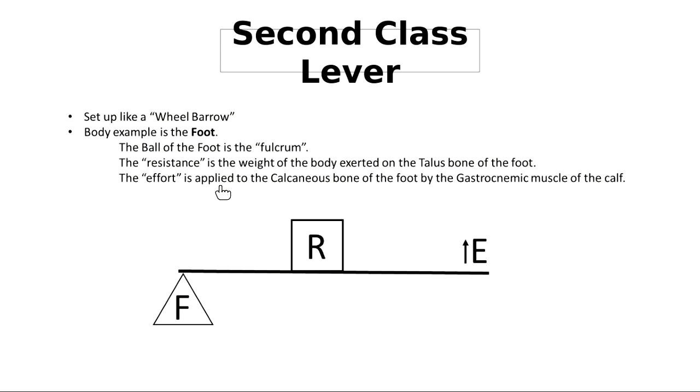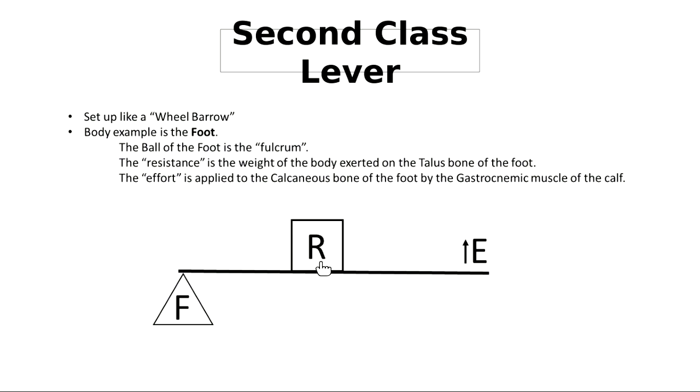And the effort is applied to the calcaneus bone. This would be by the gastrocnemius muscle of the calf, your calf muscle. So your calcaneus is back here, and your Achilles tendon is here. It goes up to your calf, your gastrocnemius. And when you stand up on your toes, this gastrocnemius pulls up, and you roll up on the ball of your foot, the fulcrum, and you're lifting all of your weight by doing that.